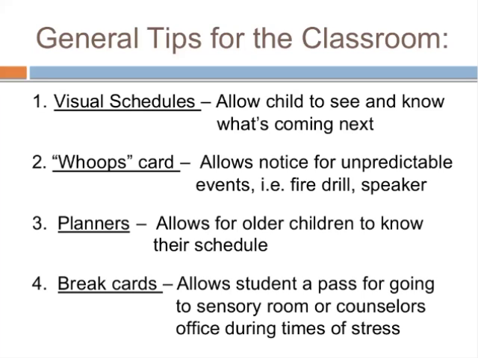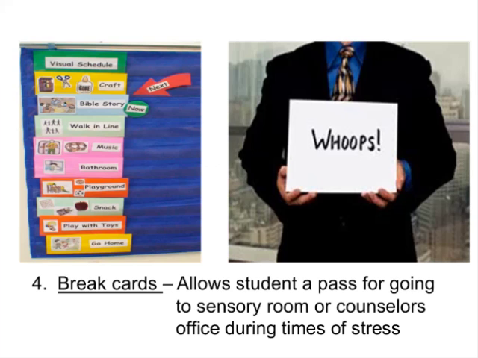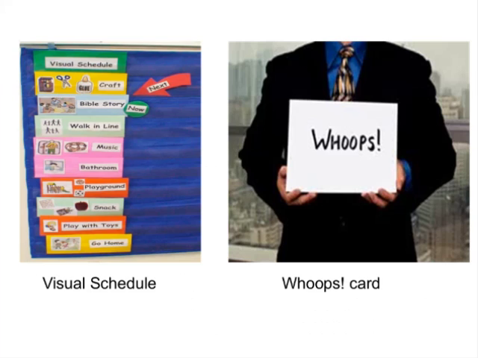Planners, these allow for older children to know their schedule. And then break cards, and these allow students passes for going to a sensory room if your school is fortunate enough to have one, or to a counselor's office during times of stress. And let's look at those. The first, visual schedule. That's obviously for a younger child, but it just shows both in words and pictures what's going on during the day and what's happening next.